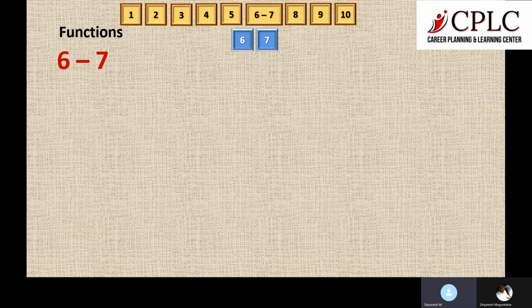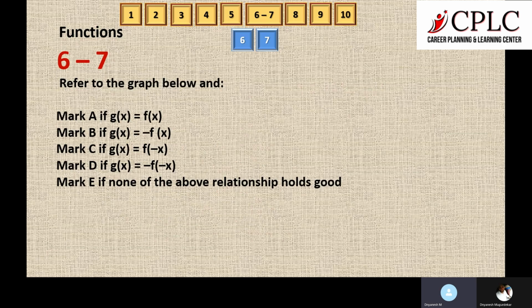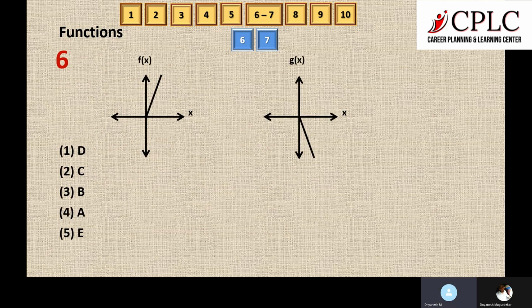Sixth and the seventh one, based on the graphical approaches, you'll have to mark all the options if those equations hold true, basically. So let's do the working. The first one, two functions f of x and g of x are given to us. And how do I approach them is by understanding which quadrant they are in. For example, the first function f of x is in the first quadrant. First quadrant is where both x and y are positive. And g of x is in the fourth quadrant. In the fourth quadrant, x is positive, but y is negative.